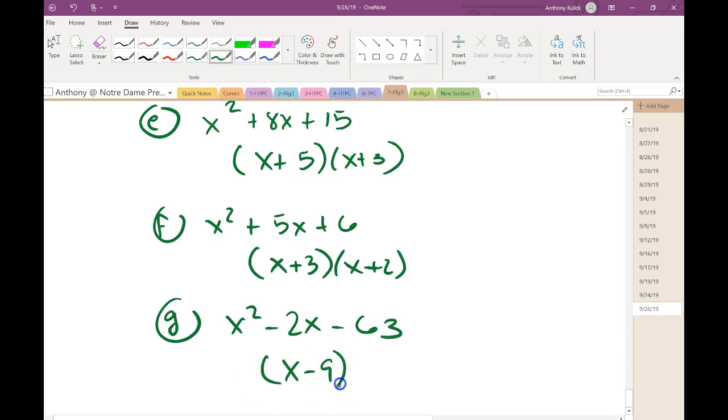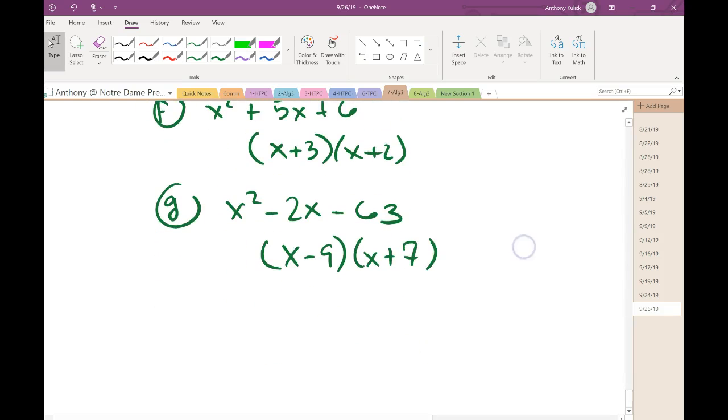Good. Does it matter what order I write these pairs of parentheses? No, I could write x plus 7 first and x minus 9 last. That's fine. Why is it okay to change the orders like that? Right, because multiplication is commutative. A times B is the same as B times A, at least for real numbers. We'll look at a situation later on this semester where multiplication isn't commutative. Whoa, scary.